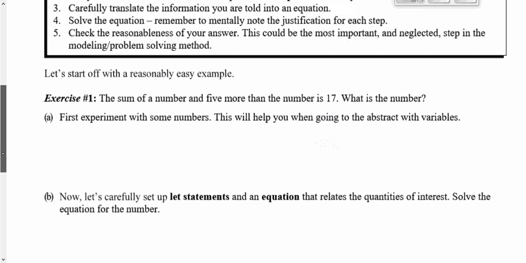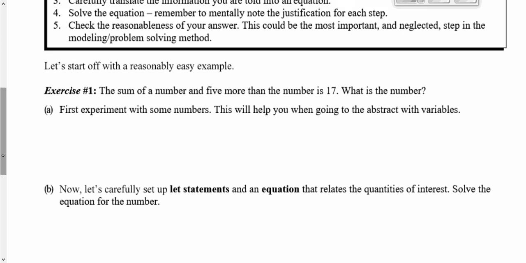So let's look at this first one, okay? The sum of a number and 5 more than the number is 17. The sum means to do what? Add, okay. And mathematically, for the word is, what symbol are we going to use? Equals, and on the right of the equals will be what? Okay, 17.